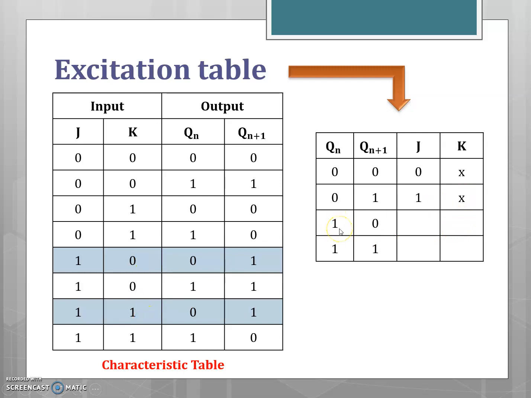And for the next case, when Qn equal to 1 and Qn plus 1 equal to 0, J is either 0 or 1, so J is don't care and K is equal to 1. And for the last case, for Qn equal to 1 and Qn plus 1 equal to 1, J is either 0 or 1, so J is don't care and K is equal to 0. So this is the characteristic table and the corresponding excitation table of the JK flip-flop.